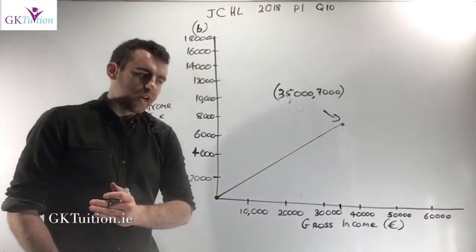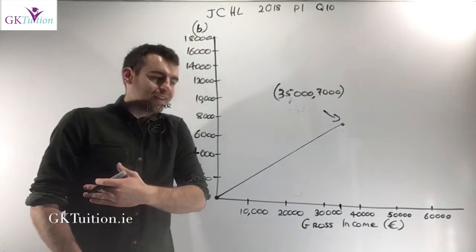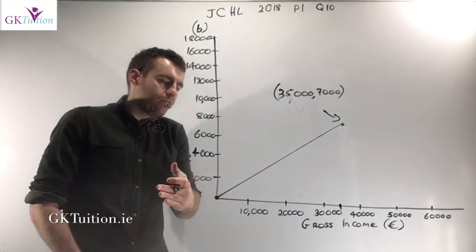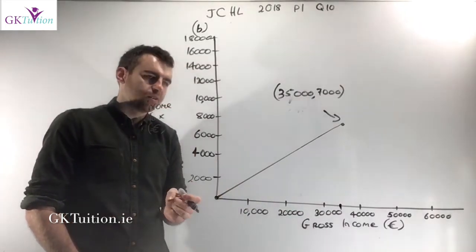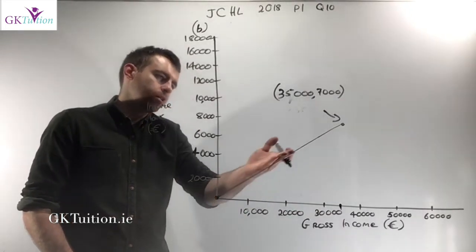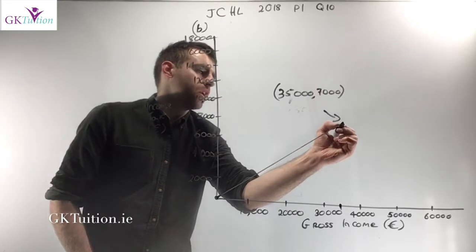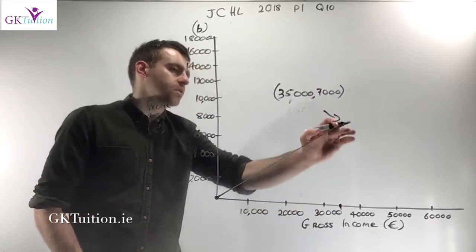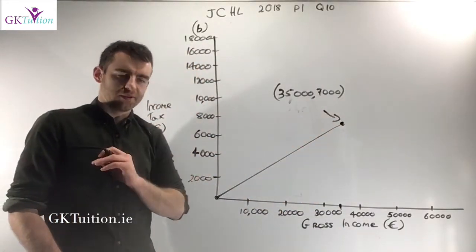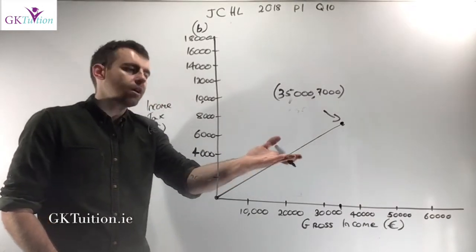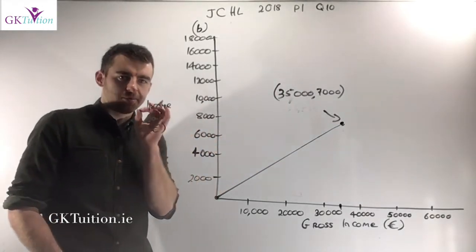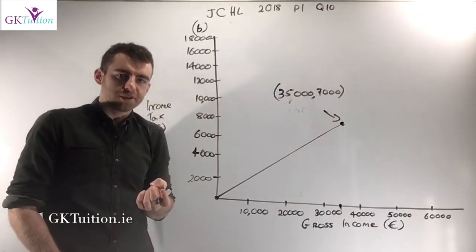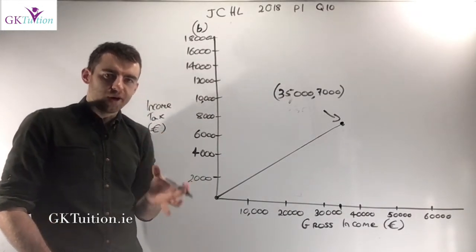From someone earning between 0 and €35,000, the income tax is going to increase at the same rate. Everyone who earns between 0 and €35,000 pays 20% income tax. So that means it's just going up in a straight line up to the point where X is 35,000 and your income tax is 7,000. But after this point it's going to change, because now people are starting to pay income tax at a rate of 40% rather than at a rate of 20%.